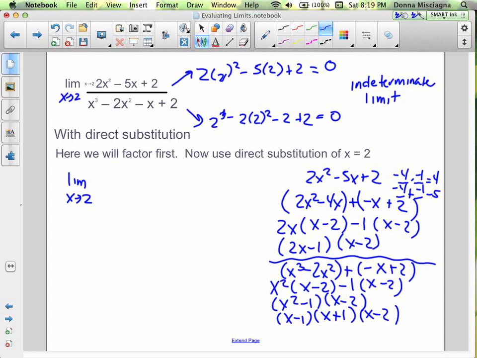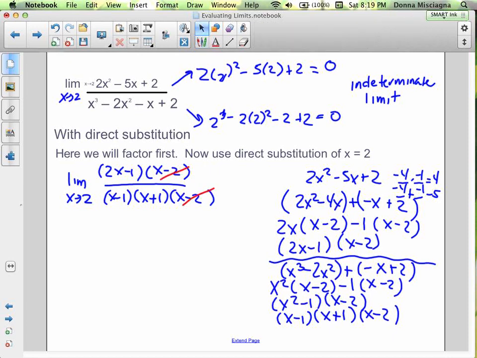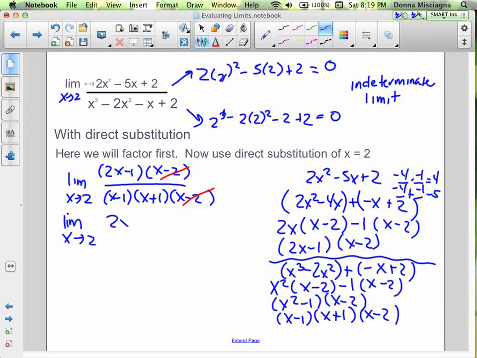Now we'll rewrite it. So we have the limit as x approaches 2 of 2x minus 1 times x minus 2, divided by x minus 1 times x plus 1 times x minus 2. And there we see the problem. If the numerator and the denominator have an x minus 2, that's causing a problem for us. So remember to keep the word limit. We have the limit as x approaches 2, 2x minus 1. I'm not going to multiply those together. I'm just going to leave them as x minus 1 times x plus 1. Why not? Just as easy.